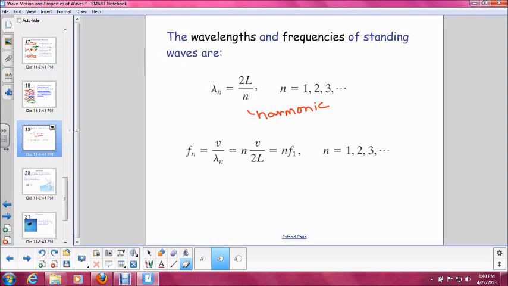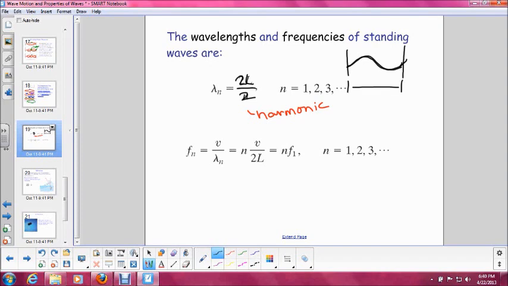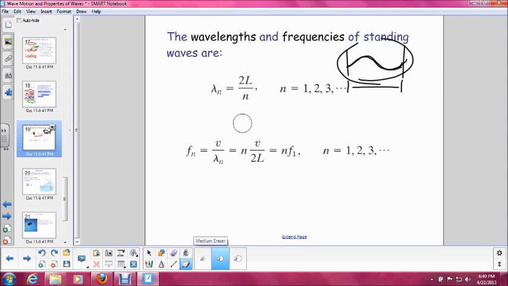Now if I have my second frequency that looks like this, this is a whole wavelength. It goes up and down and then comes back to the original spot. So this is one whole wavelength. So what you would do is you would take 2 times the length of the string and divide by 2. So the wavelength in this case is just how long your string is. It's from here to here because this is a full wavelength. So that is how you calculate the wavelength of one of these standing waves.